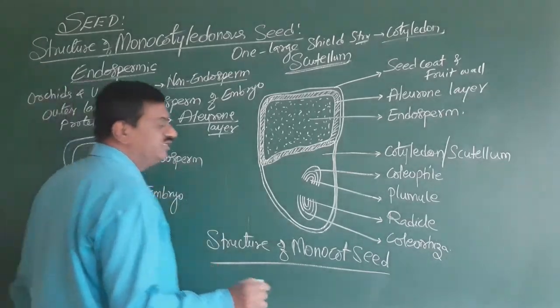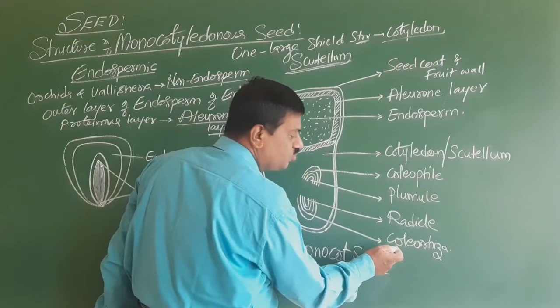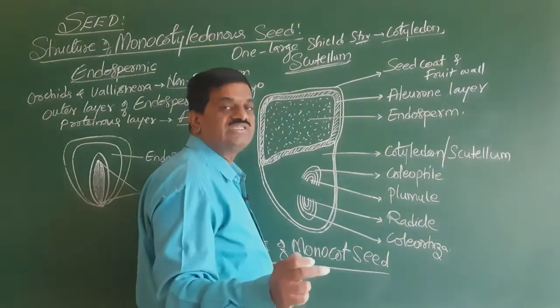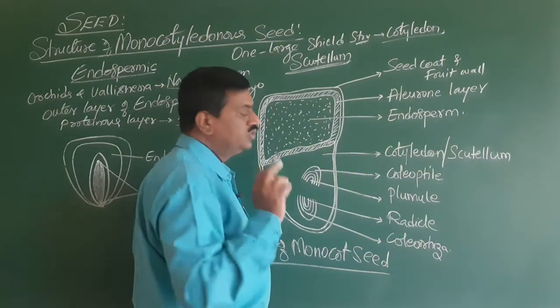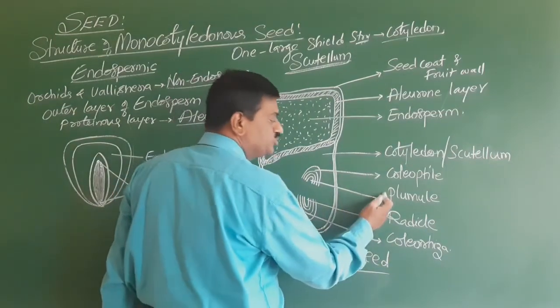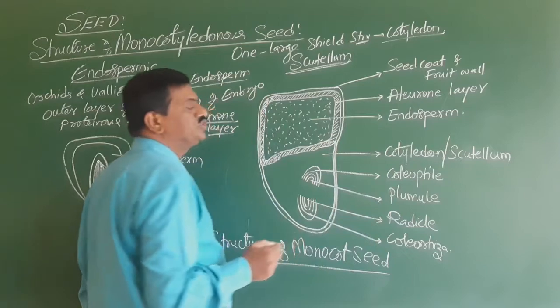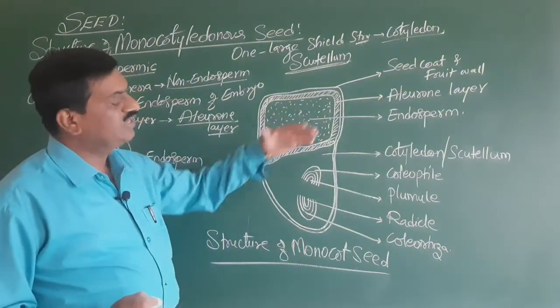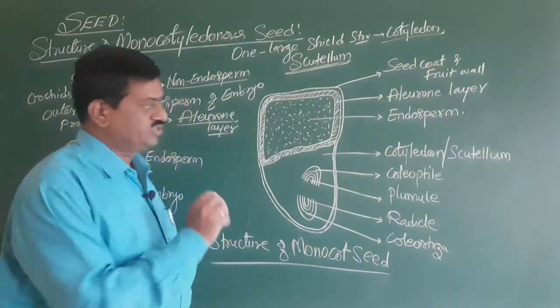The radicle gives rise to coleorhiza. The coleorhiza in turn gives rise to the root system. The other embryonal axis is called plumule. Plumule gives rise to coleoptile that further gives rise to the shoot system.